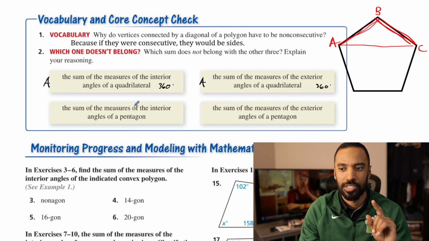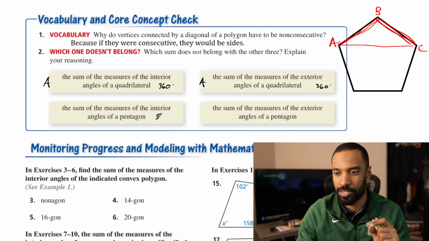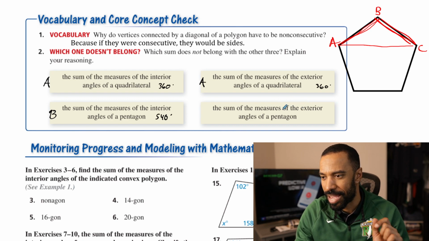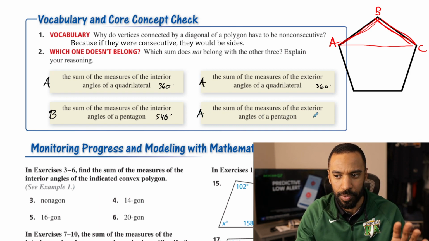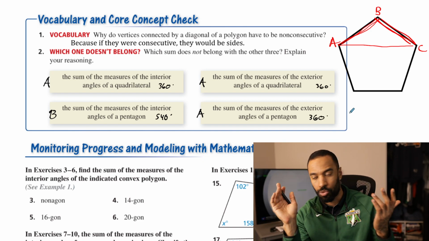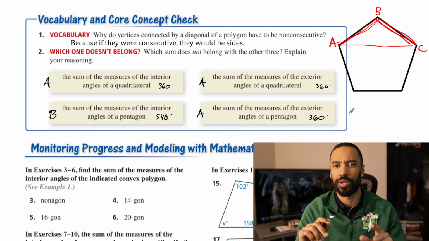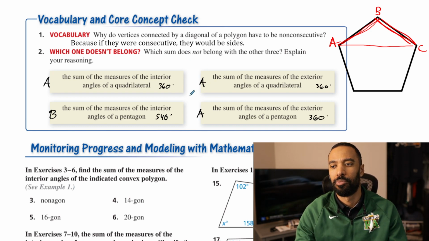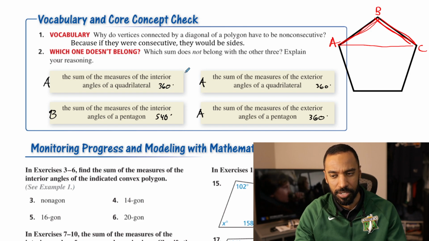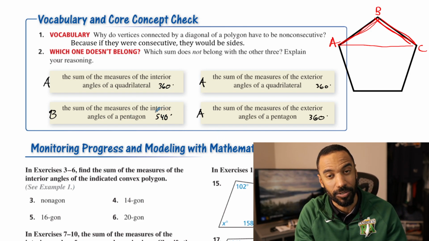Let's see. The sum of the measures of the interior angles of a pentagon. Ooh, that's 540 degrees. That might be the odd man out. I'm going to guess that's the different one. The sum of the measures of the exterior angles of a pentagon. Yeah, that's still 360. That's still A. My explanation is 3 of them add to 360 and the 4th one does not. Any exterior angle sum is always 360 degrees, doesn't matter the shape. The quadrilateral is the only one specifically with the interior angle sum of 360 degrees. Pentagon is 180 more. It's an extra triangle in it.